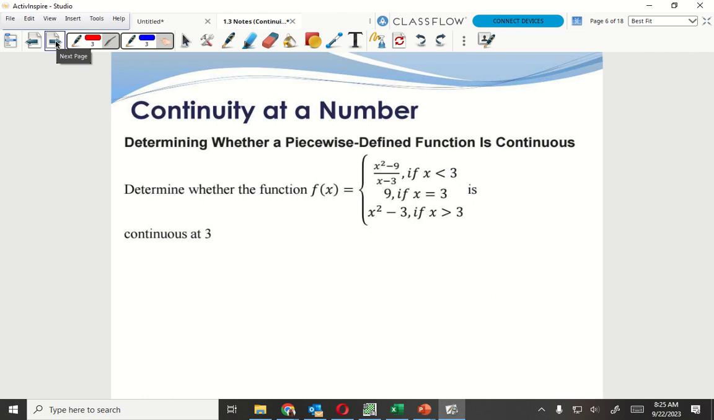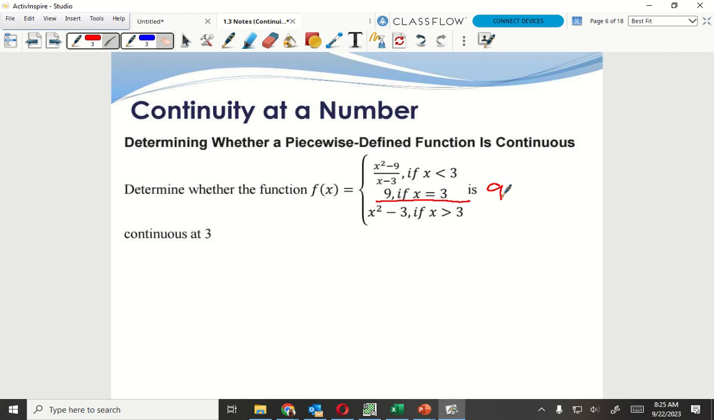Now, determine whether a piecewise defined function is continuous. We have to see if it's continuous at 3. So that means that the left side, the right side, and the function all have to equal the same value. Left side, right side, and the function equals the same. So let's start with the middle just to see. If x equals 3, my value is 9.